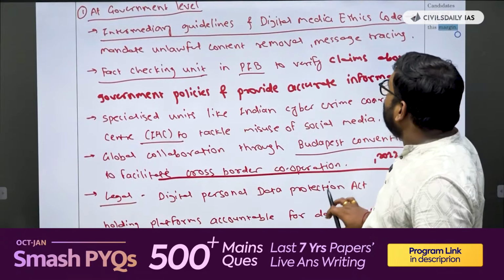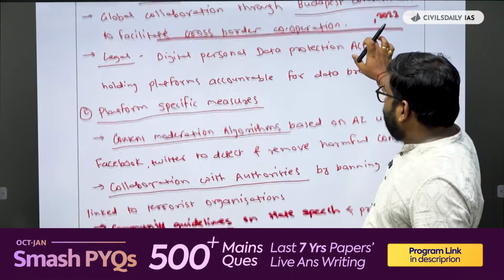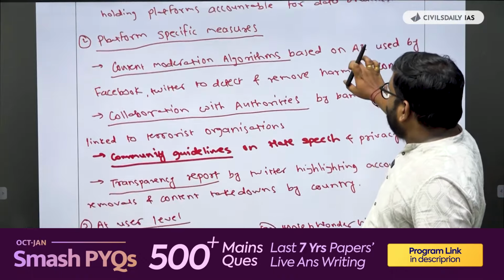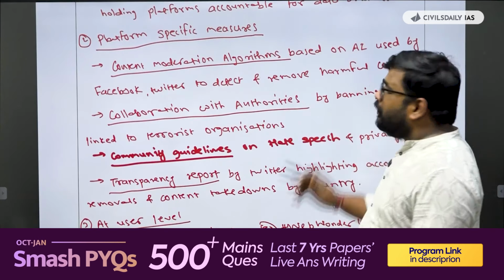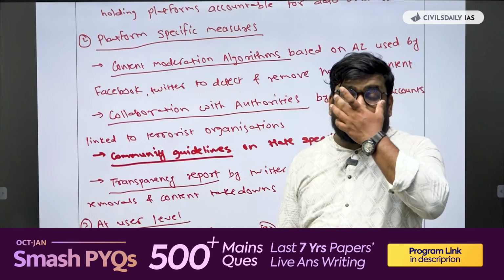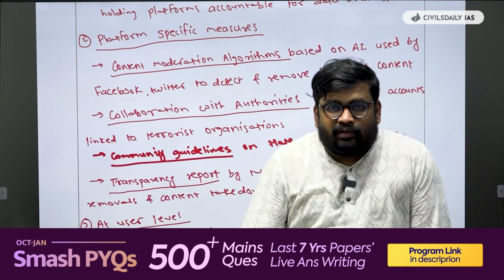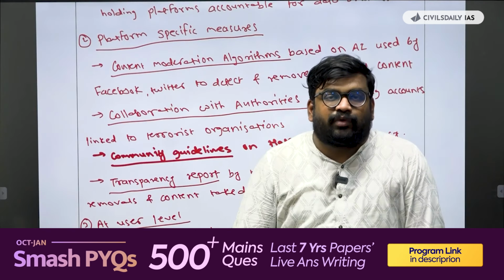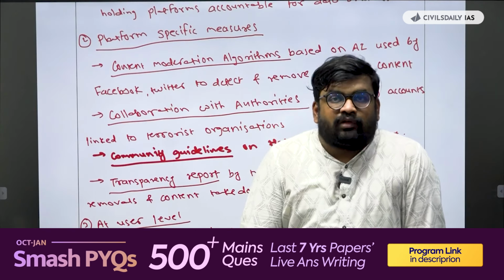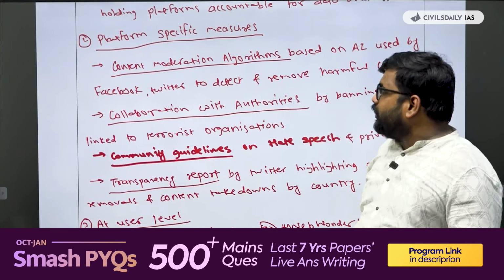For example, the content moderation algorithms to detect and remove the harmful content. If you have ever used Twitter, on fake news, after that you will find that message by Twitter, this is fake news. Same thing is with WhatsApp. Okay, so that is the content moderation.